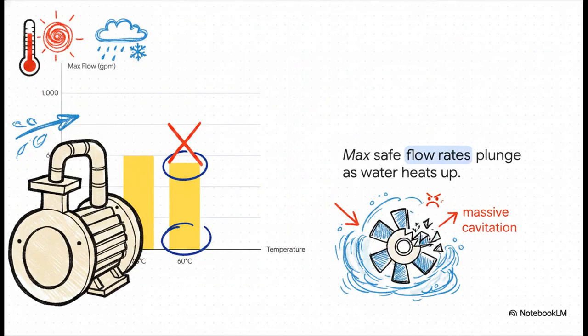Visualizing this consequence, we see the harsh reality of hot water pumping. Running the exact same system with 60-degree water instead of 25-degree water drops our maximum safe flow rate from 600 gallons per minute down to 555 gallons per minute. That temperature shift is costing us 45 units of pumping capacity every single minute. If an operator didn't know the math and tried to push 60-degree water at that old 600-gallon per minute speed limit, the pump would instantly suffer massive cavitation and basically tear itself apart.